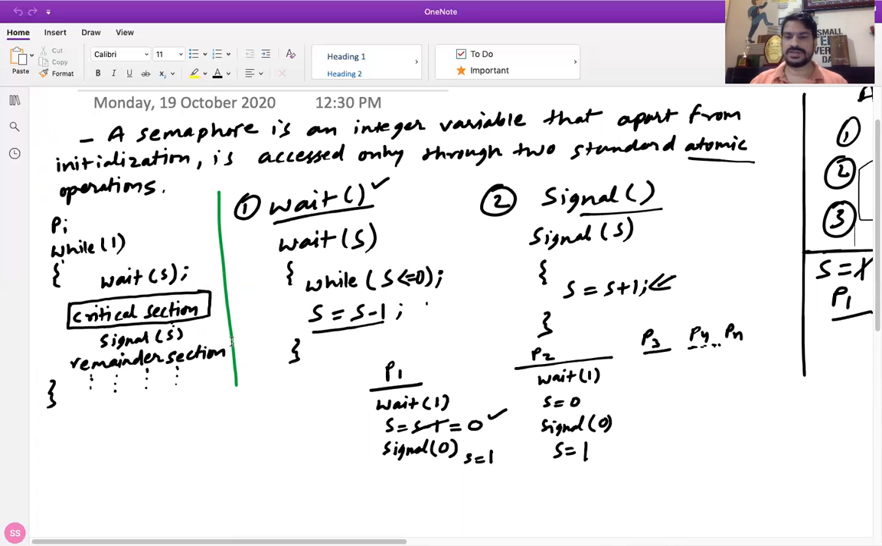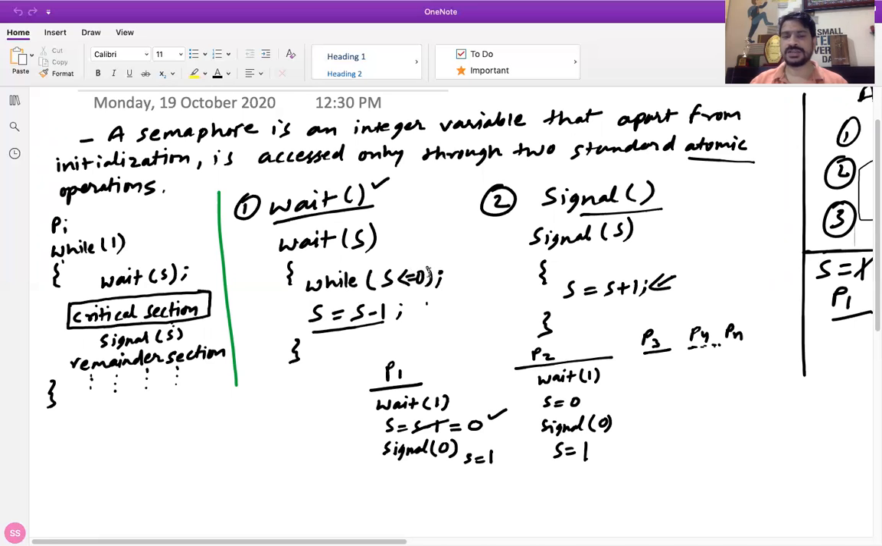Now what will signal do? In the exit section, whenever a process executes its critical section, it will come out of the critical section and it will increment the value of s. So there is no condition for incrementing the value of s, but here we have a condition to decrease the value of s. What is that? The s value should not be less than or equal to 0. If it is, then it will go to the loop.